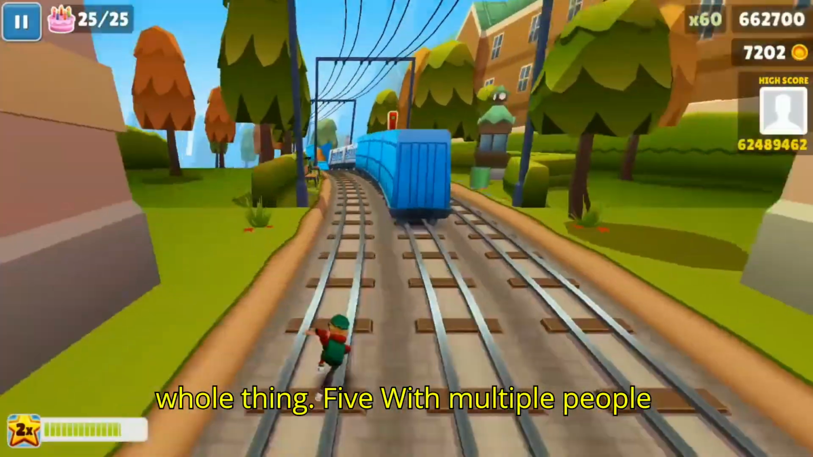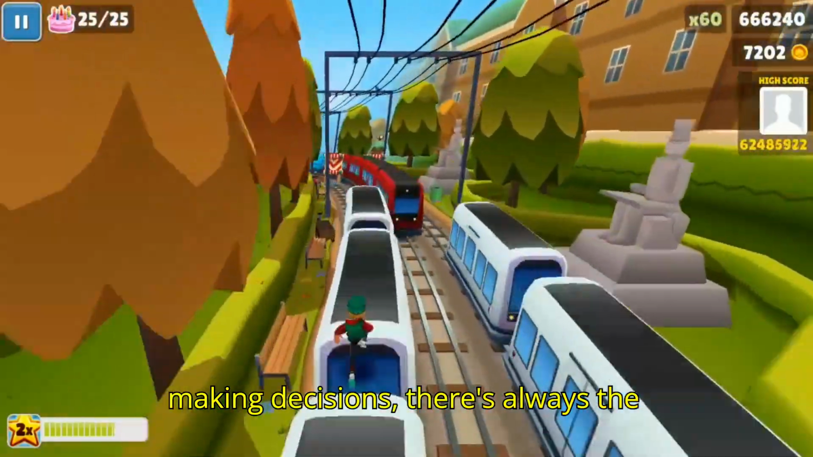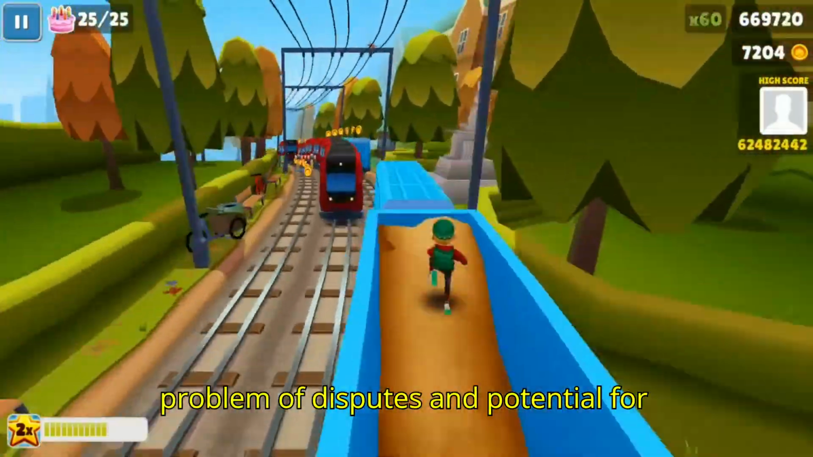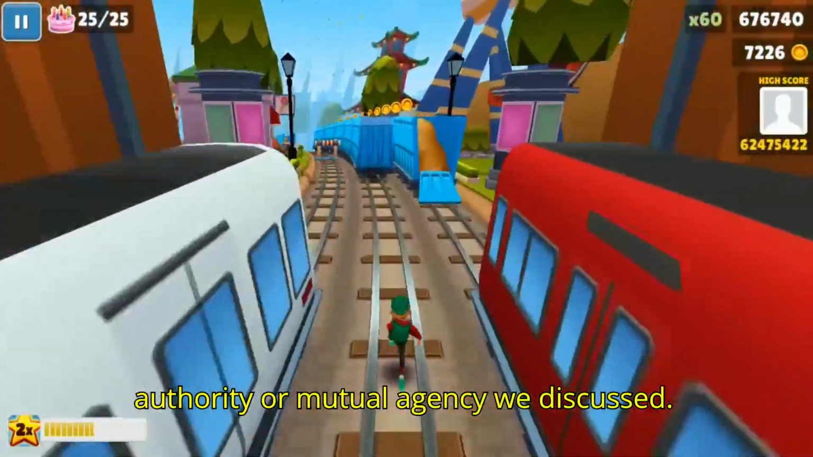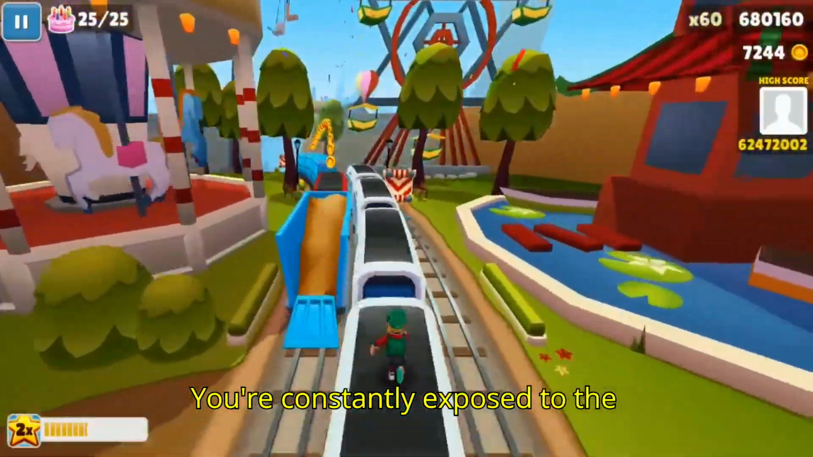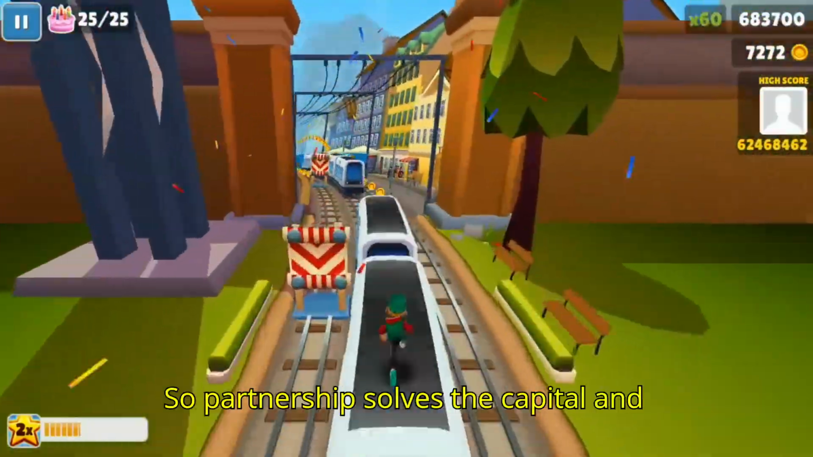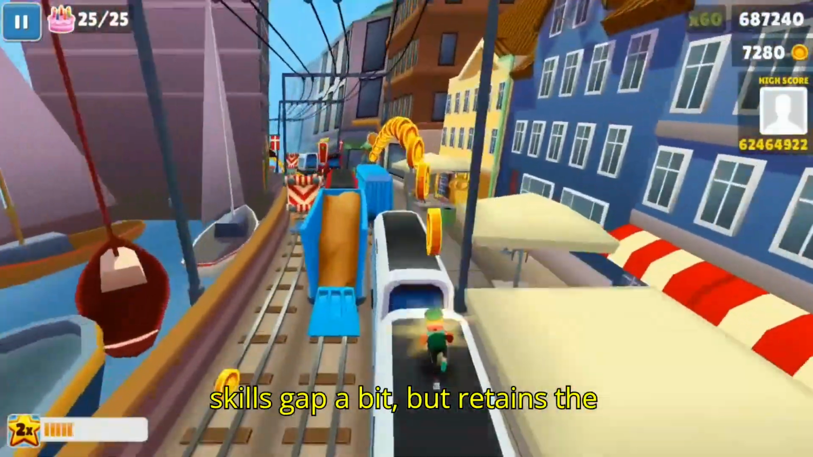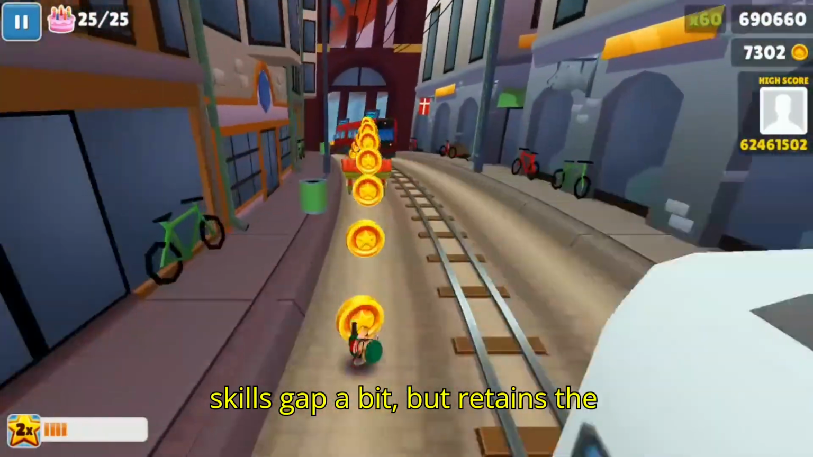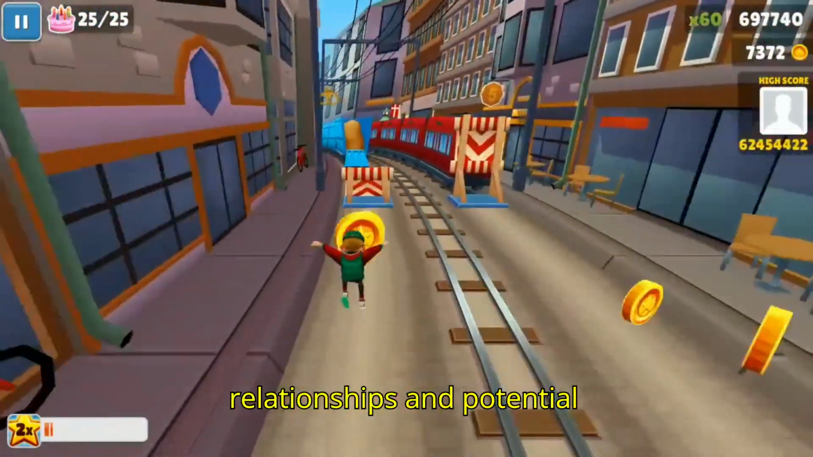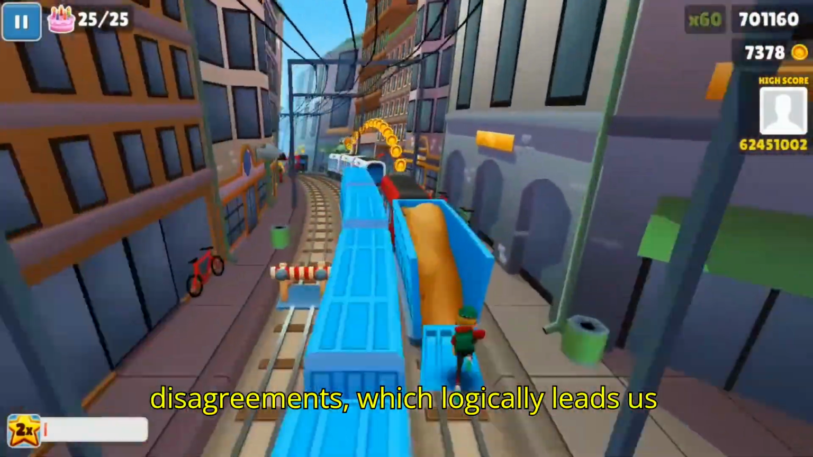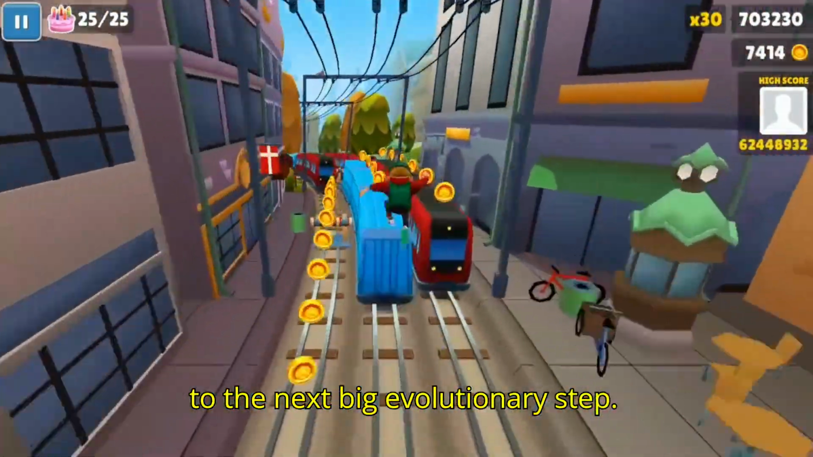With multiple people making decisions, there's always the problem of disputes and potential for conflict. And that risk of implied authority or mutual agency we discussed, you're constantly exposed to the consequences of your partner's actions. So partnership solves the capital and skills gap a bit, but retains the unlimited liability risk and adds the complexity of managing multiple relationships and potential disagreements, which logically leads us to the next big evolutionary step.